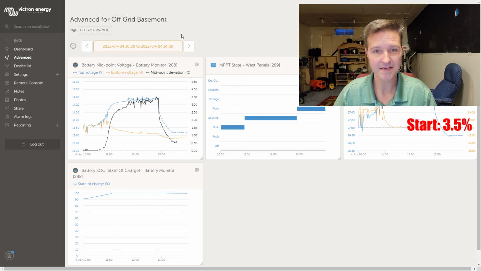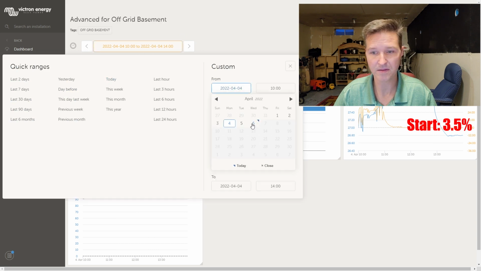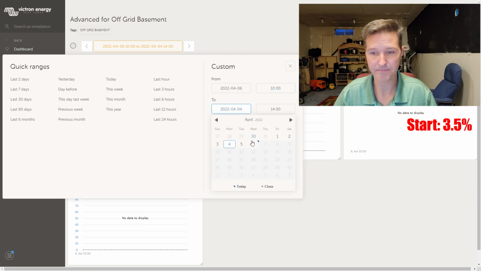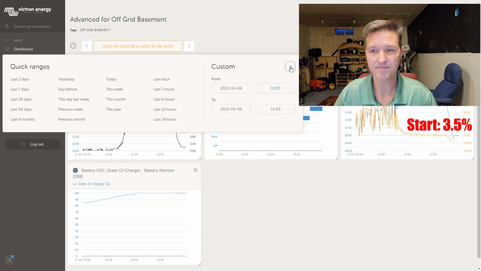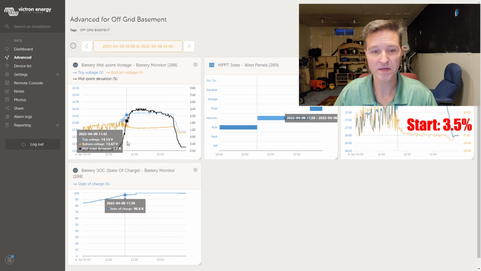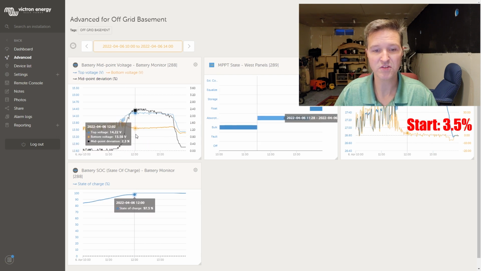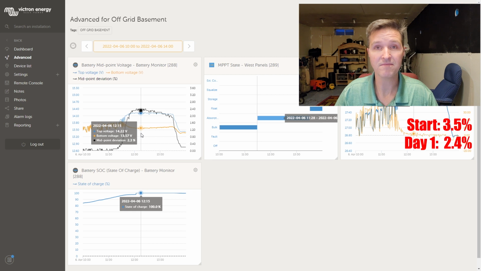So let's look at today. Since we installed it last night, we'll look at today's date in the same time frame. Okay, and now we're looking at today's date. And as you can see, it does again quickly rise up, but it only rises up to about 2.4% with a top voltage of 14.22, but a bottom voltage of 13.57. And our deviation is only at 2.3.